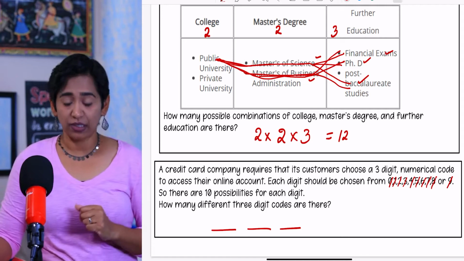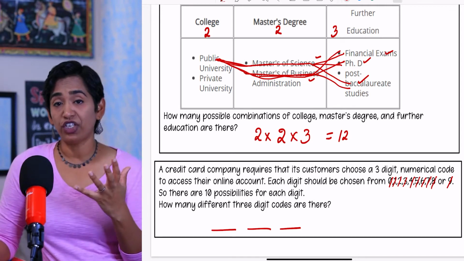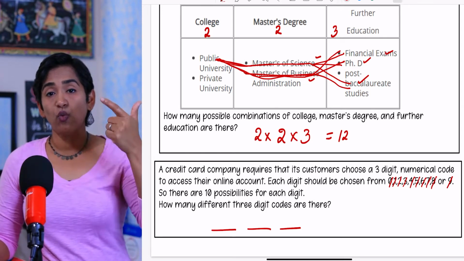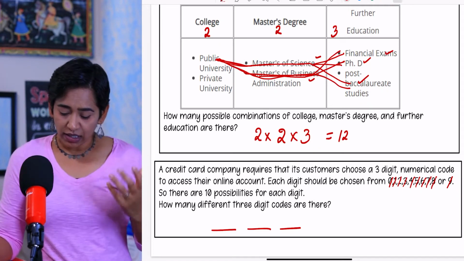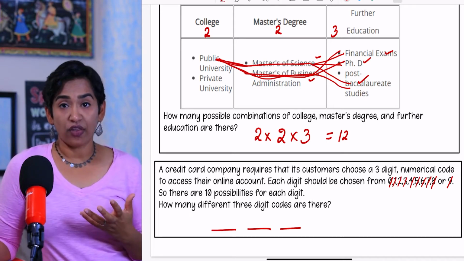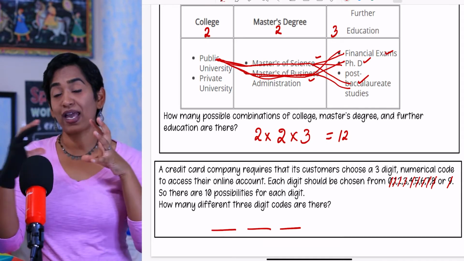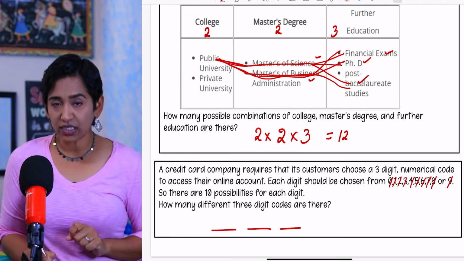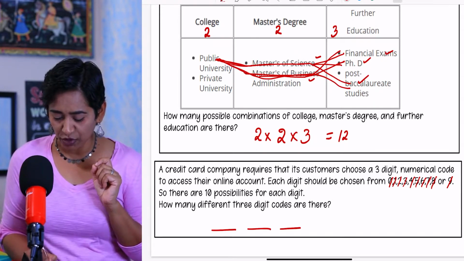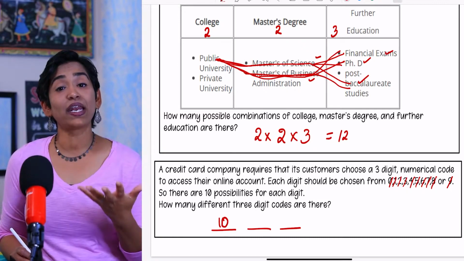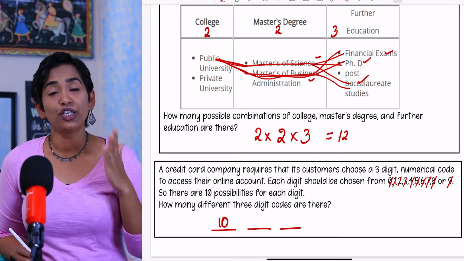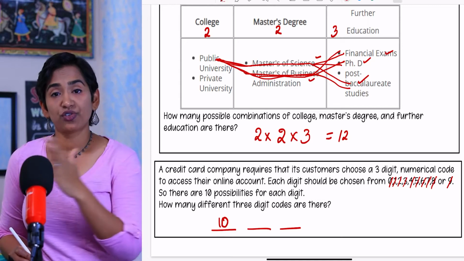So I have 10 possibilities for each digit. So my digit can be 0, 1, 2, 3, 4, 5, 6, 7, 8, 9. Right? How many different digits are there? So the first digit has 10 options. The second digit, because they did not specify the numbers cannot repeat, I can have 111, 222, 333, 000, right?